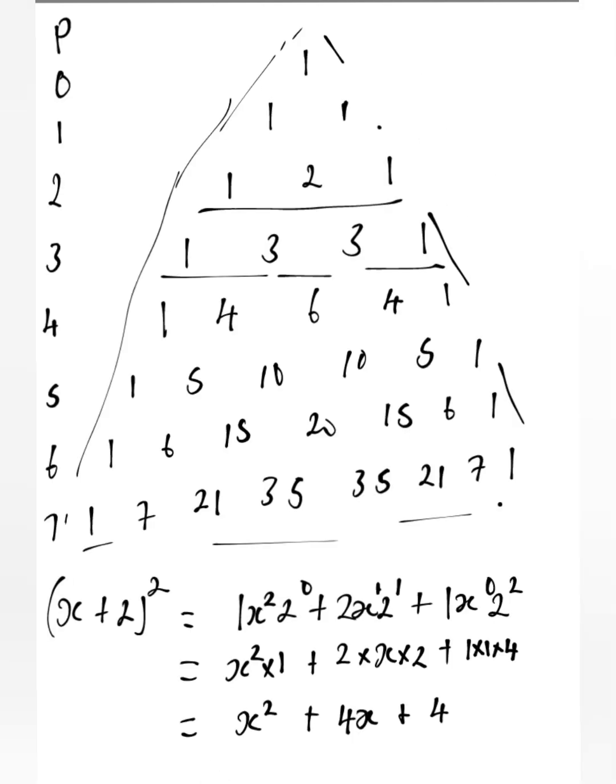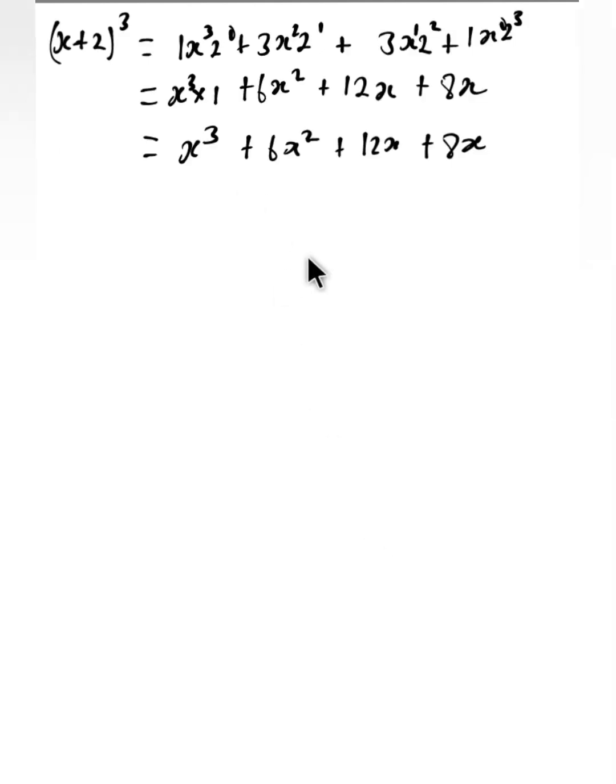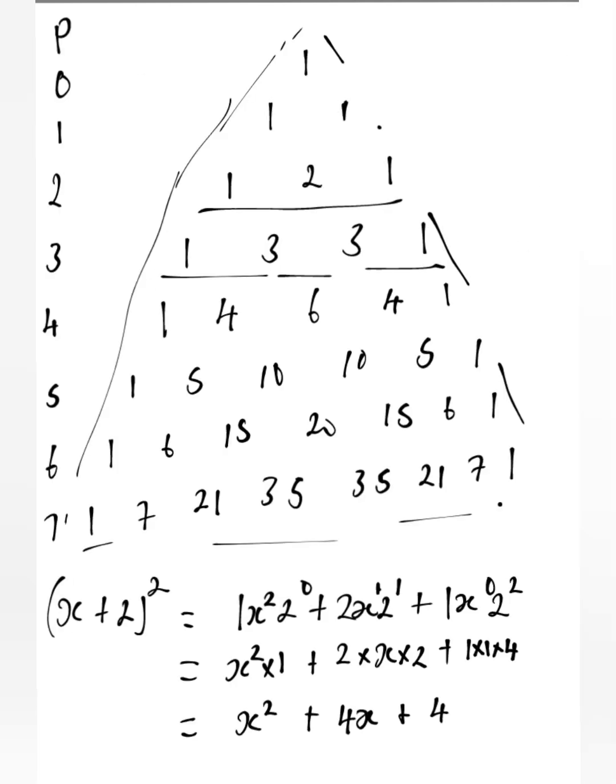Assuming we expand this expression the long way, this will be the answer. So in just 3 lines, we got the answer. Now let's simplify this one: (x + 2) raised to the power of 5. It's quite easy. Let's go to the Pascal triangle.